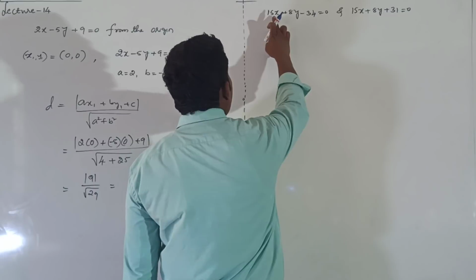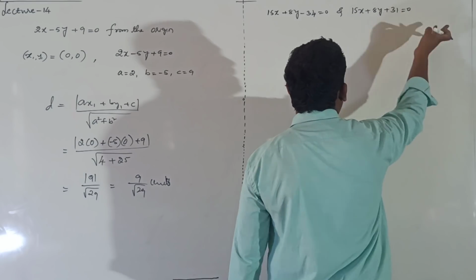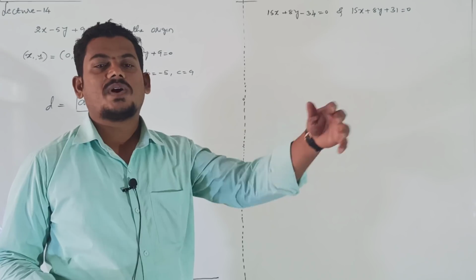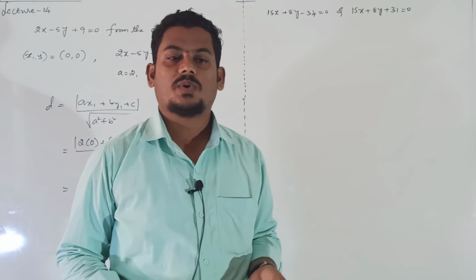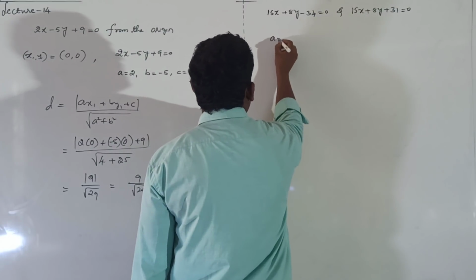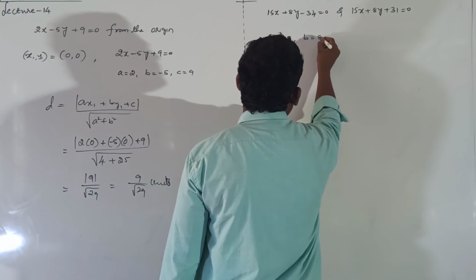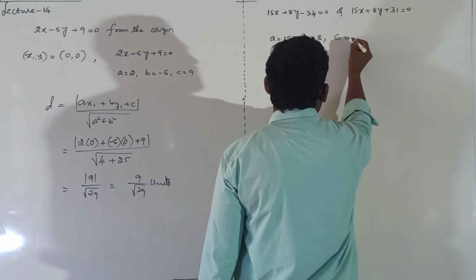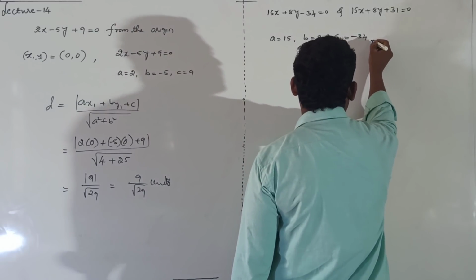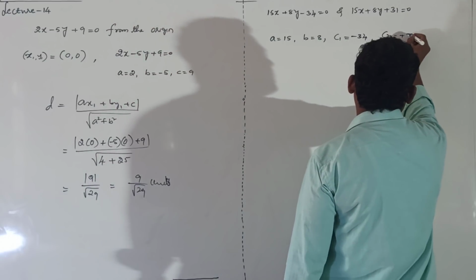In this case, it is like ax plus by plus c1 equal to 0 and ax plus by plus c2 equal to 0. If two lines are parallel, then their slopes are equal. Slopes equal means corresponding x and y coefficients are equal or proportional. In this case, clearly the coefficients are equal. Then what is a value? In both equations, a value is 15. In both equations, b value is 8. In the first equation, the constant term is taken as c1. What is c1 value here? Minus 34. And what is the constant term in the second equation? Take it as c2. It will be plus 31.